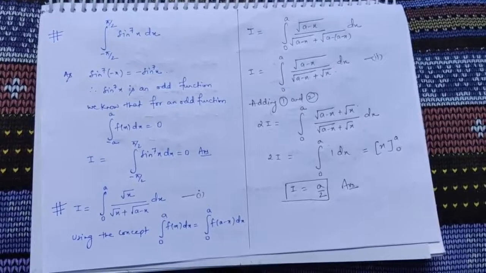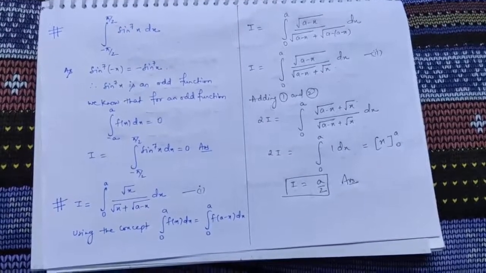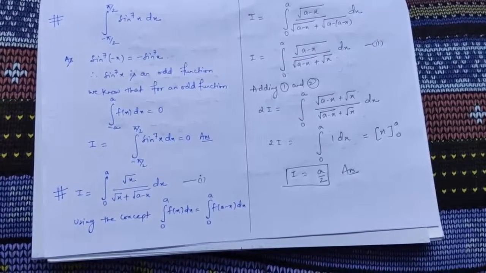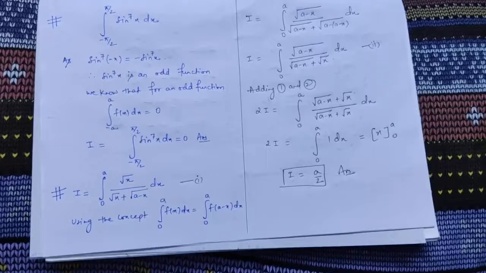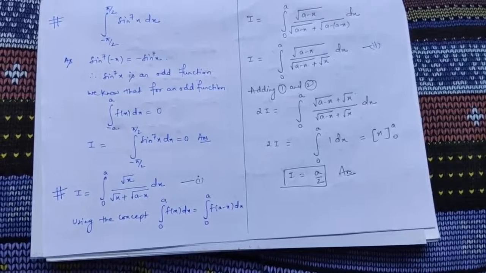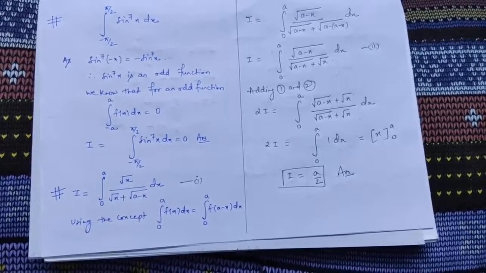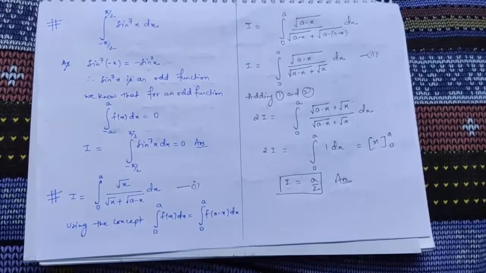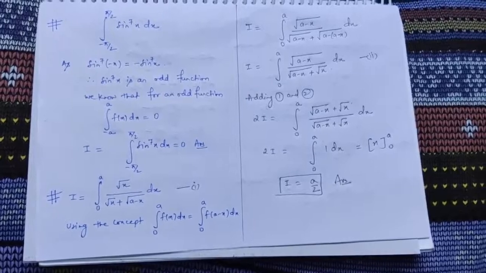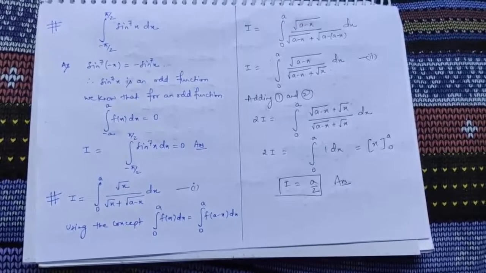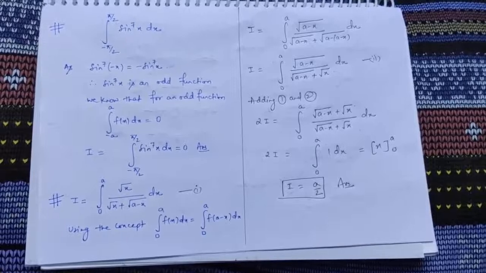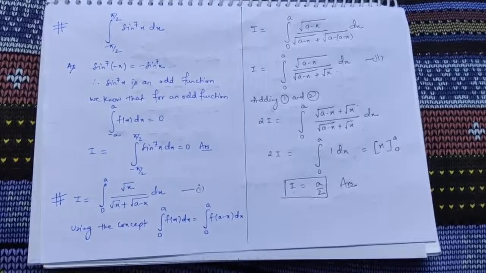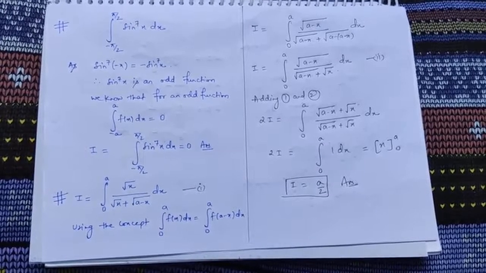Now in the next question, the integration is from 0 to a of under root x upon under root x plus under root a minus x. Again applying the same format, the integral from 0 to a of f of x dx is equal to the integral from 0 to a of f of a minus x. Applying it in both numerator and denominator, I get I is equal to the integral from 0 to a of under root of a minus x in place of root x, and down also in place of root x I got under root of a minus x, and in place of under root a minus x I got under root x by calculation.